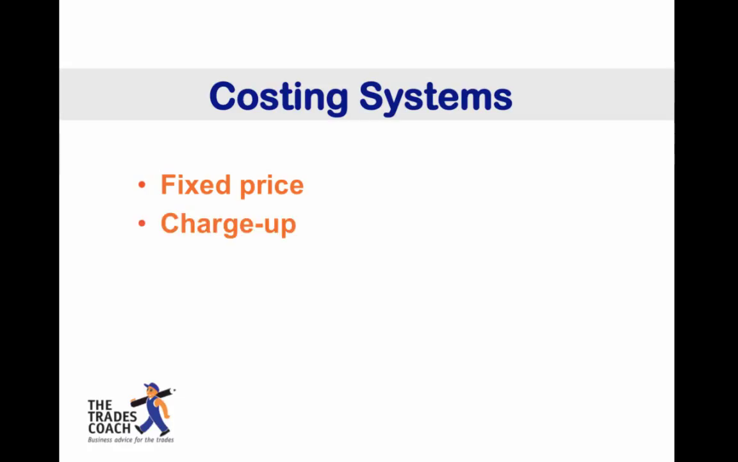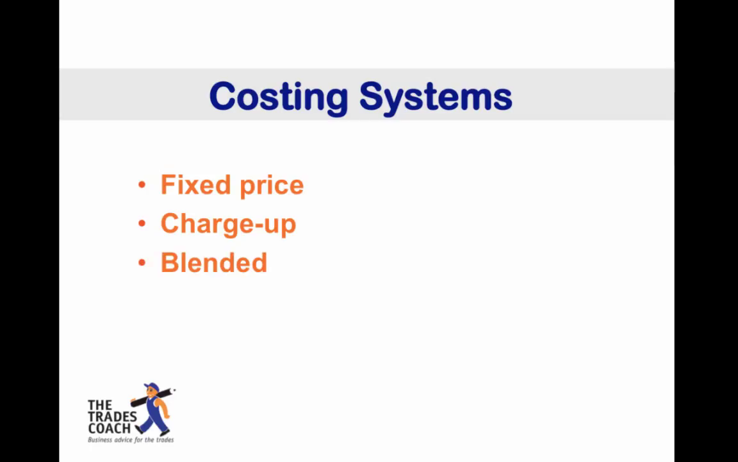A lower risk method is to do it on charge up. So you perhaps agree to a fixed markup percentage with your client and perhaps a fixed labour rate or what have you. And then as the project goes through, you just bill for the hours that you expend on it, the materials and subcontractors with your agreed markup, and bill regularly as the project goes through.